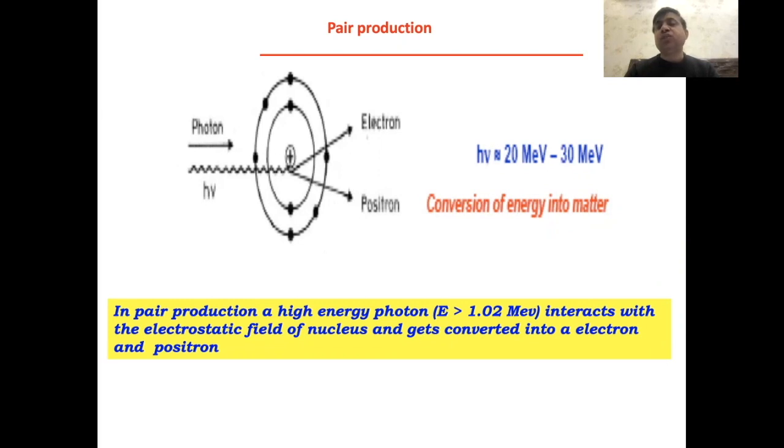So this leads to pair production, which is very important when multiple lesions or multi-ionization is the concern. Then you will observe that pair production is the main cause. And when pair production is there, things get very, very complicated. It is not very easy to understand the damage part.